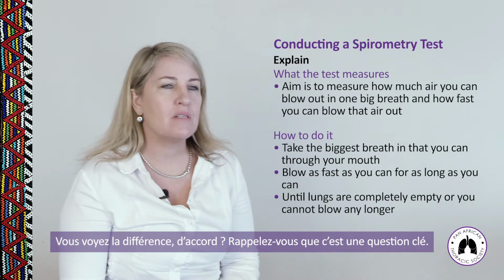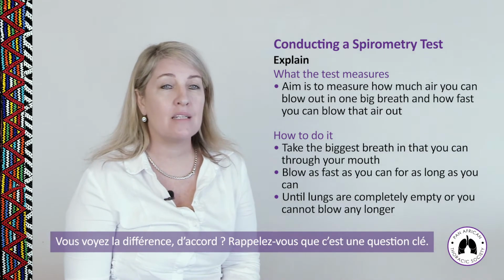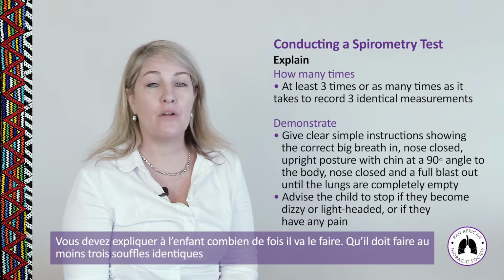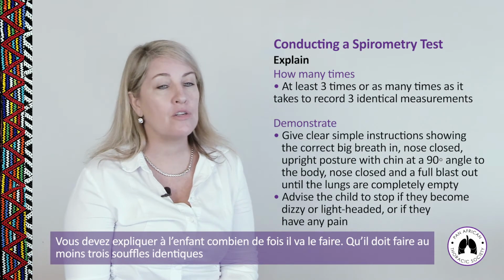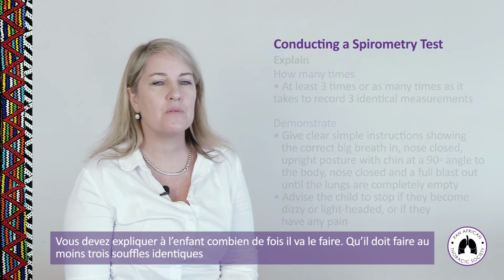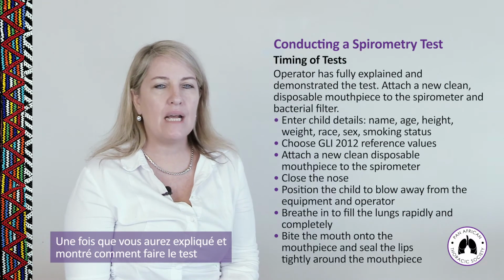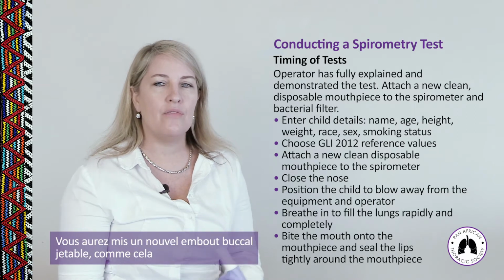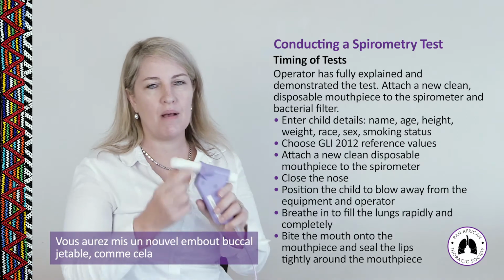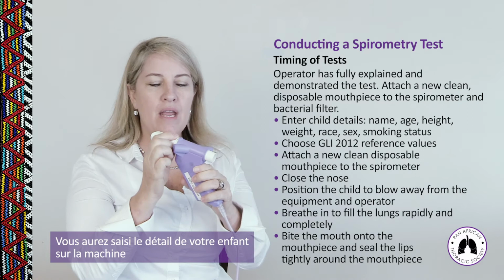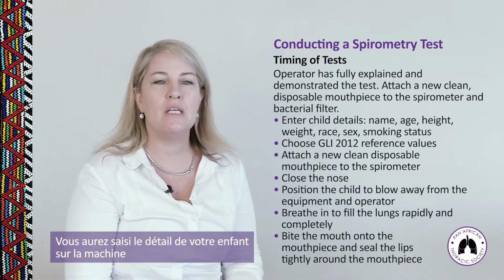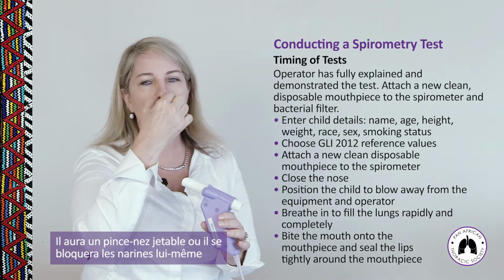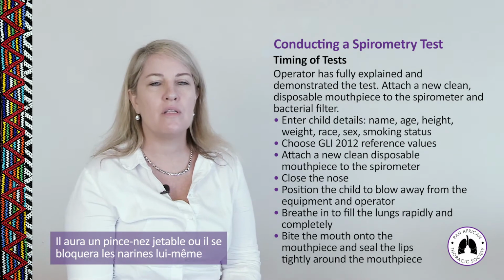You see the difference? Remember that that's a key issue. You need to explain also how many times they're going to do it. So remember to tell them they're going to do at least 3 identical blows. Once you've explained and demonstrated the test and attached a new clean disposable mouthpiece like this, you've entered your child details onto the machine, you've either applied a nose clip if you have disposable nose clips, or the child holds the nose closed themselves.